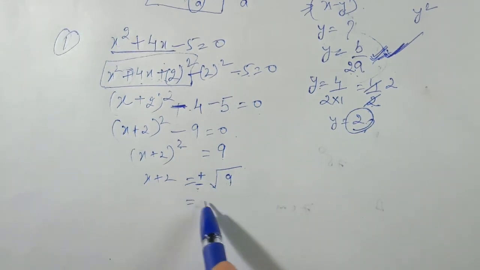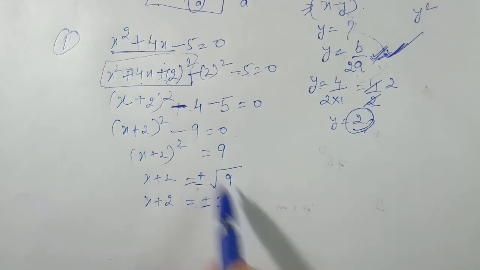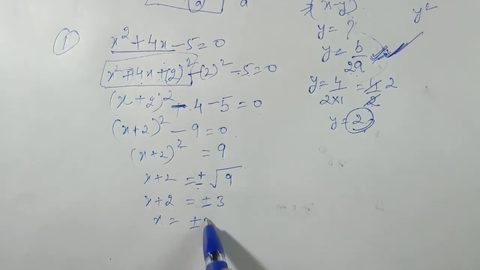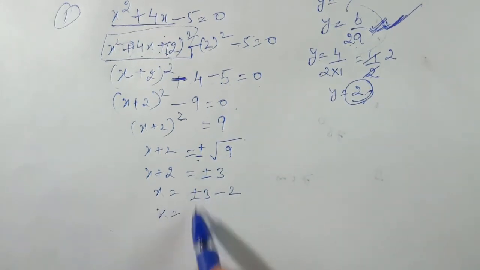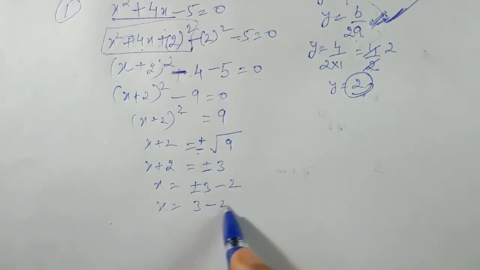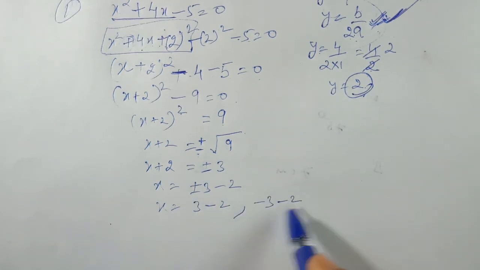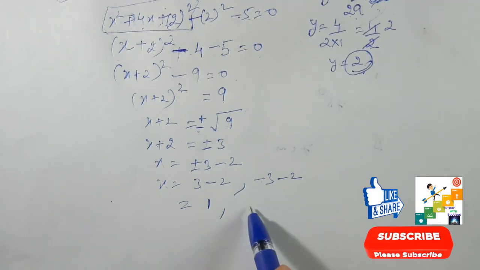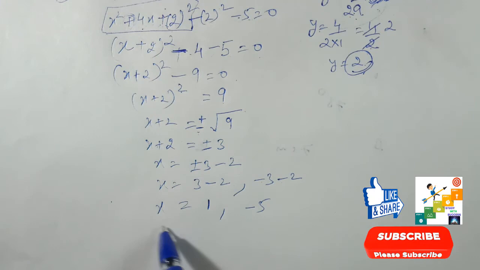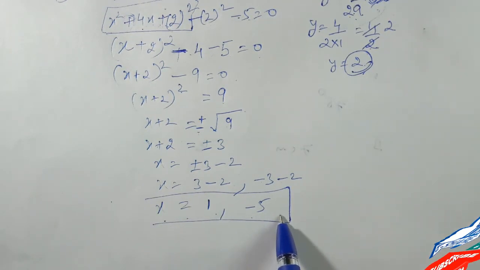Now the square root of 9 is 3, so we can write plus minus 3. x plus 2 equals plus minus 3. Take 2 to the other side, it will change into minus 2. Now split it. First take 3 in positive sign and minus 2 as it is, and then in minus sign, and the second as it is. So 3 minus 2 will give 1, and minus 3 minus 2 will give minus 5. So here we have the two values of x, that is x equal to 1 and minus 5. Thank you.